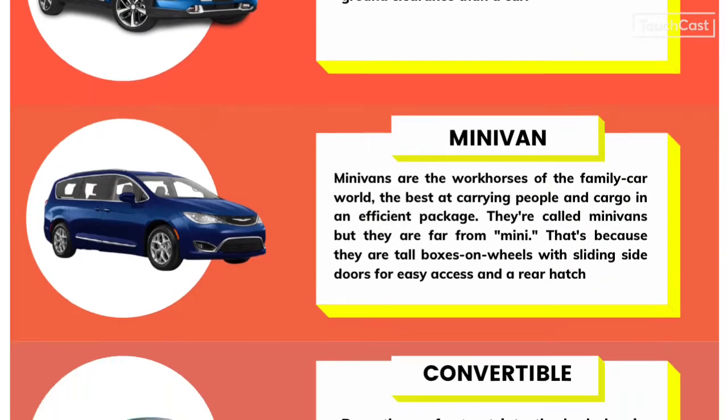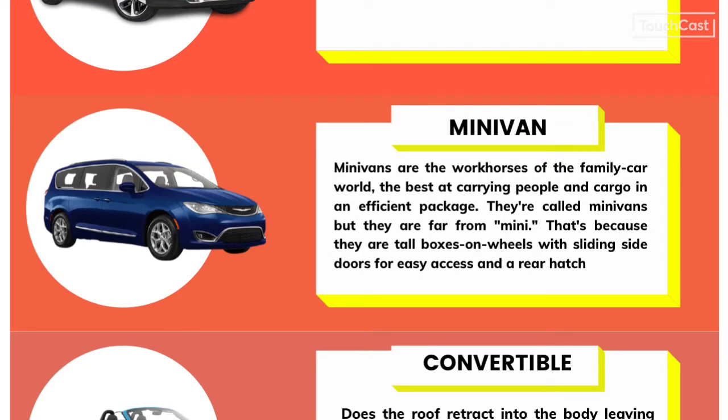Number 3, minivan. Minivans are the workhorse of the family car world, the best at carrying people and cargo in an efficient package. They are called minivans, but they are far from mini. That's because they are tall boxes on wheels with sliding side doors for easy access and a rear hatch.